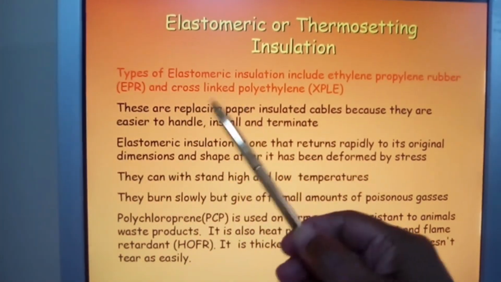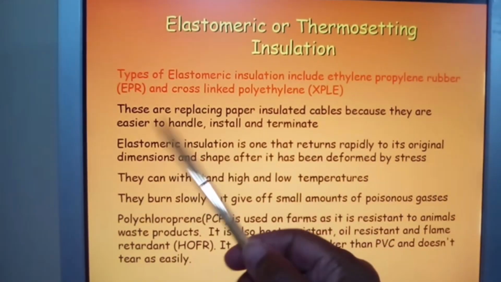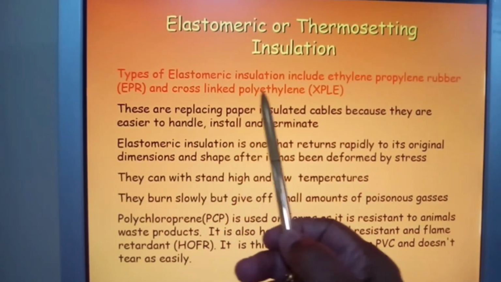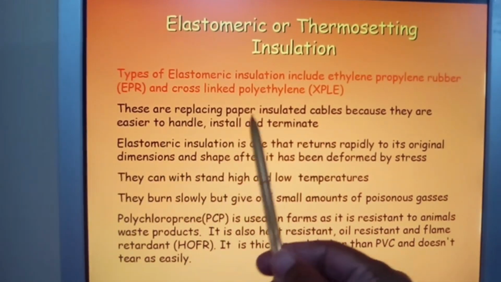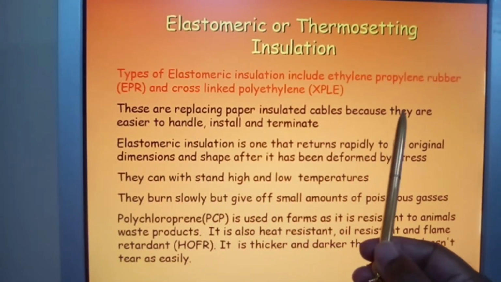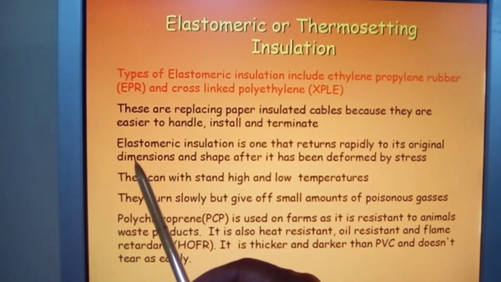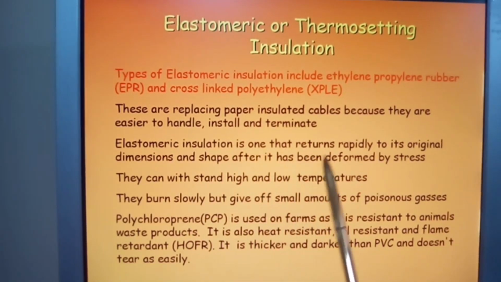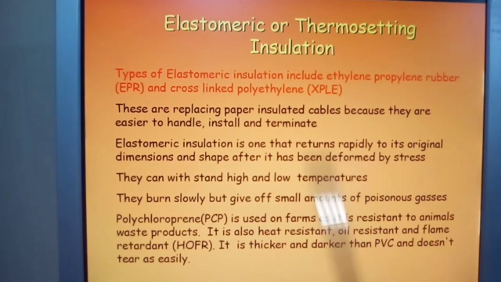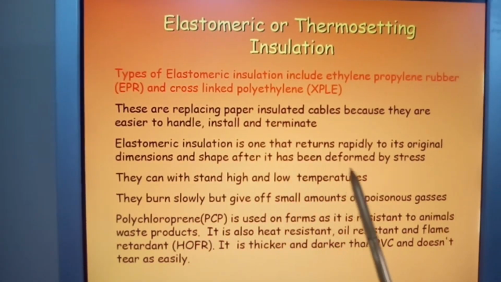Types of elastomeric insulation include ethylene propylene rubber, EPR, and cross-linked polyethylene, XLPE. These replaced paper insulated cables because they are easier to handle, install and terminate. Elastomeric insulation is one that returns rapidly to its original dimensions and shape after it has been deformed by stress.